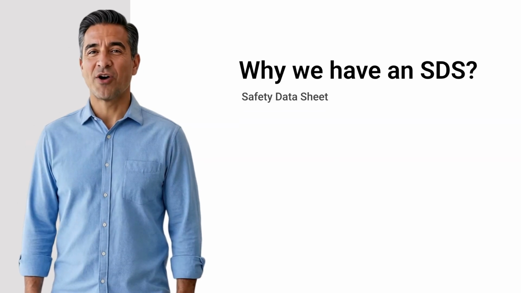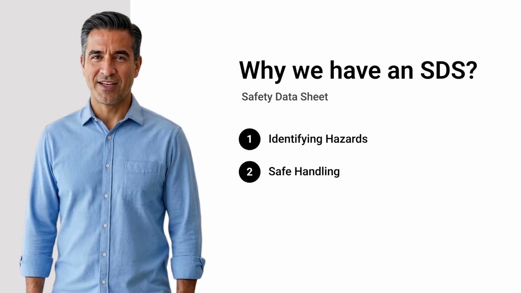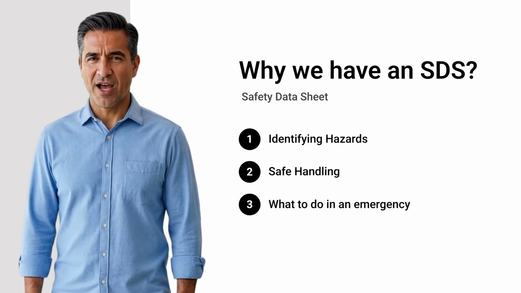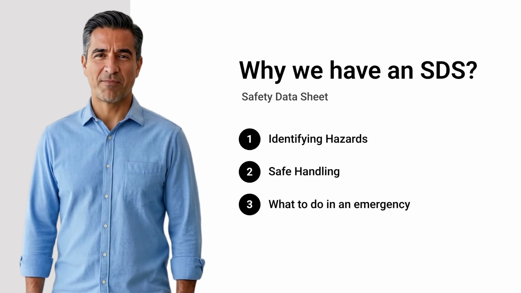An SDS is a document provided by the manufacturer that describes the hazards of the chemicals that make up the product, how to handle it safely, and what to do in an emergency. Under GHS 7, the SDS follows a standard format so everyone can find information easily.